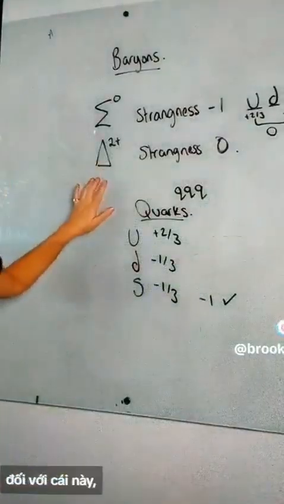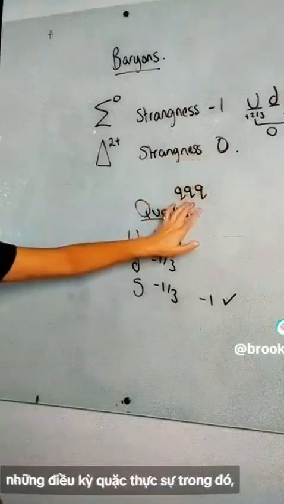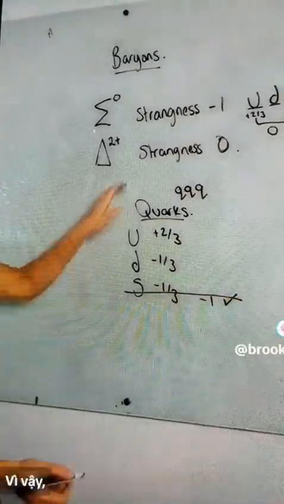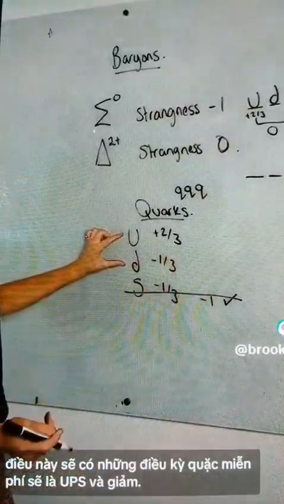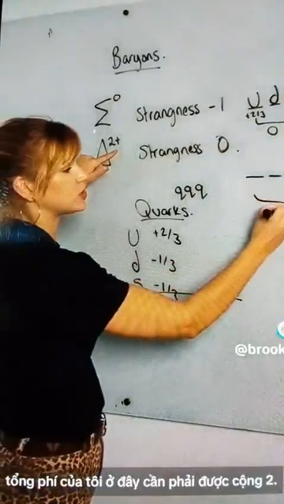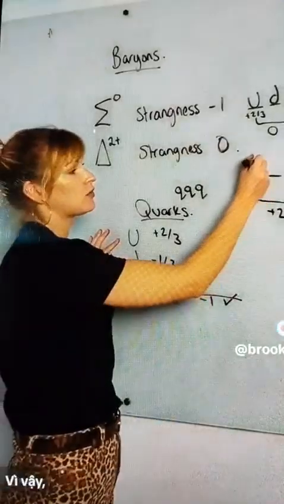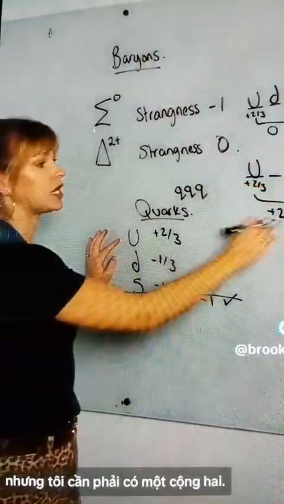Okay, for this one, it says its strangeness is 0. So if its strangeness is 0, and I only can have real quarks in it, that means there mustn't be any strange particles in it. So this is going to have 3 quarks that are going to be ups and downs. So I need to have a charge of plus 2. So my overall charge here needs to be plus 2. Okay, so I'm probably going to put in an up quark. That makes sense. So an up quark has got plus 2/3. It's the biggest charge. Okay, but I need to have a plus 2.